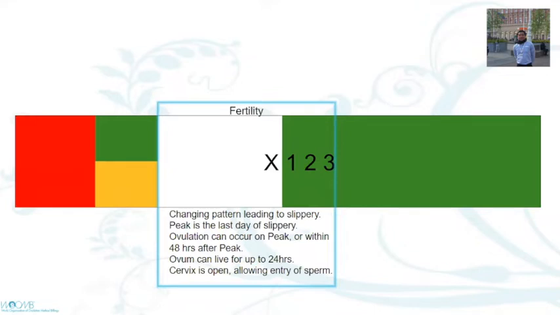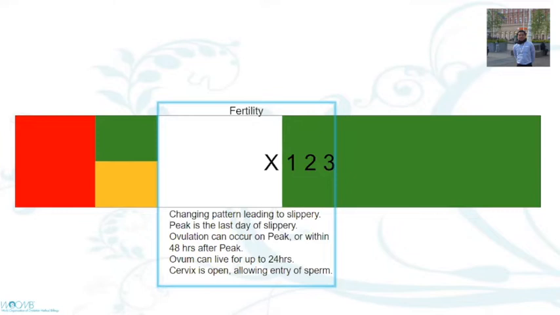Let me read the one inside the box. The changing pattern leading to slippery. Peak is the last day of slippery sensation. In Filipino, ito ang huling araw na ang mucus ay madulas. Ovulation might happen during the peak day, which I already mentioned to you, but it can also happen on day 1 or day 2 after the peak. The ovum or the egg is alive 11 to 24 hours.